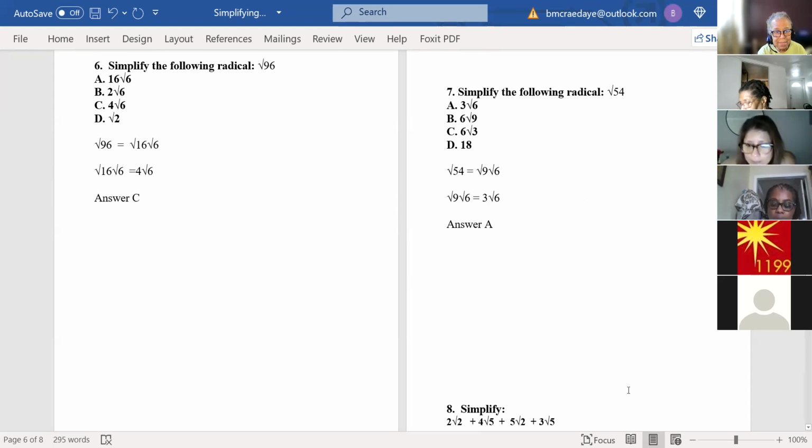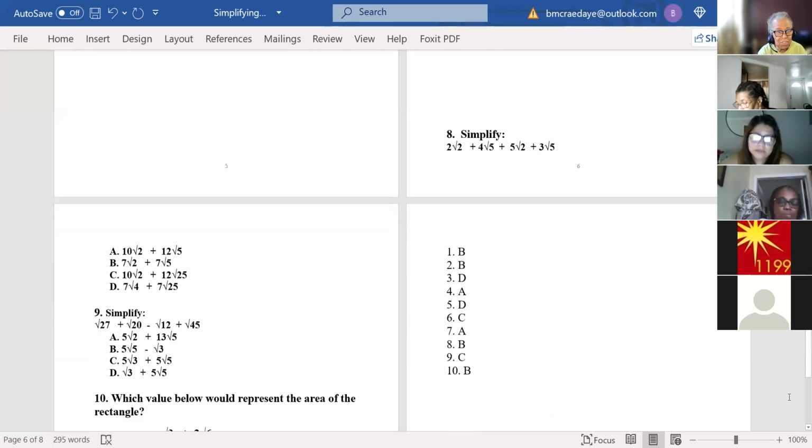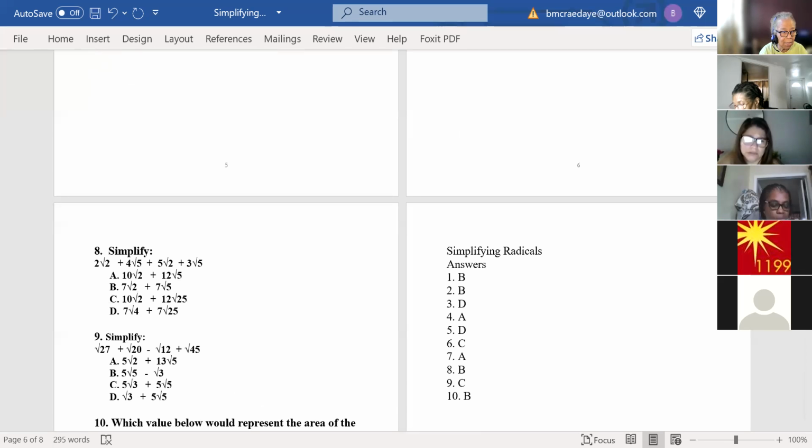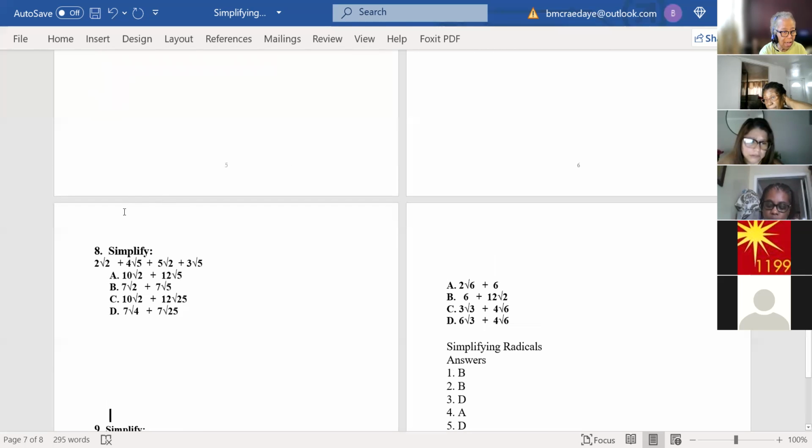All right. Let's go to number 8. Alva, number 8. Remember I said you could add the coefficients when the radicals are the same. Okay. So coefficient is the number in front of the radical. So Alva, simplify these. Add your coefficients for the ones with the same radicand.